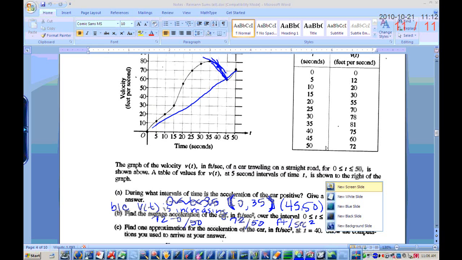Okay, so I'm going to find the slope between 35 and 45. So difference in y's would be 60 minus 81 divided by 45 minus 35. So negative 21 over 10 feet per second squared.